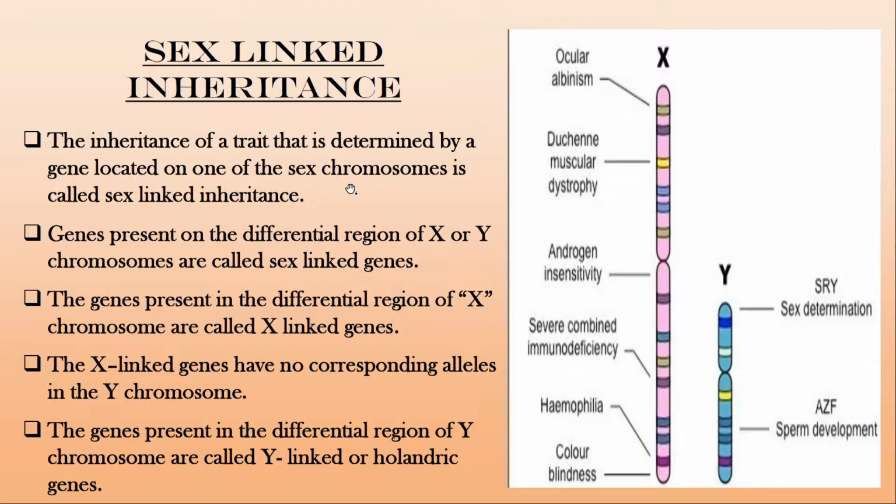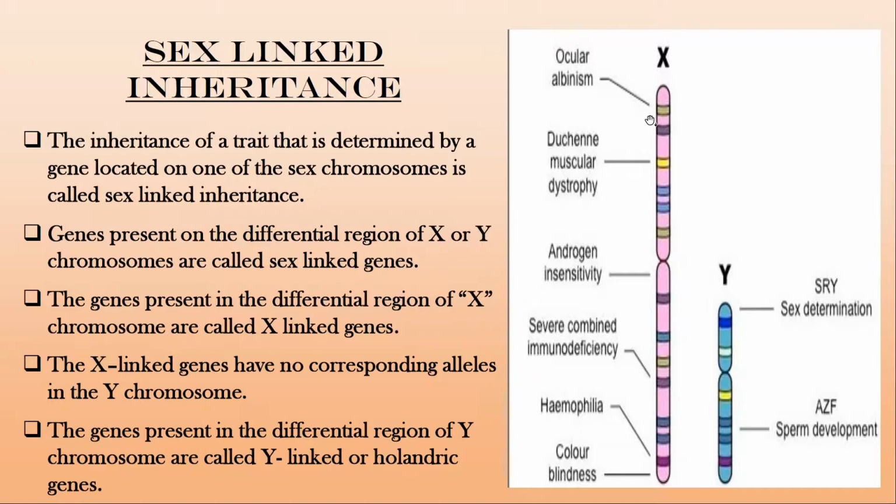Every human being has 23 pairs of chromosomes. Out of these 23, the first 22 pairs are called autosomes, and the last pair is called the sex chromosome. We call it XX in female and XY in male. The genes present on the differential region of the X and Y chromosomes are called sex-linked genes.